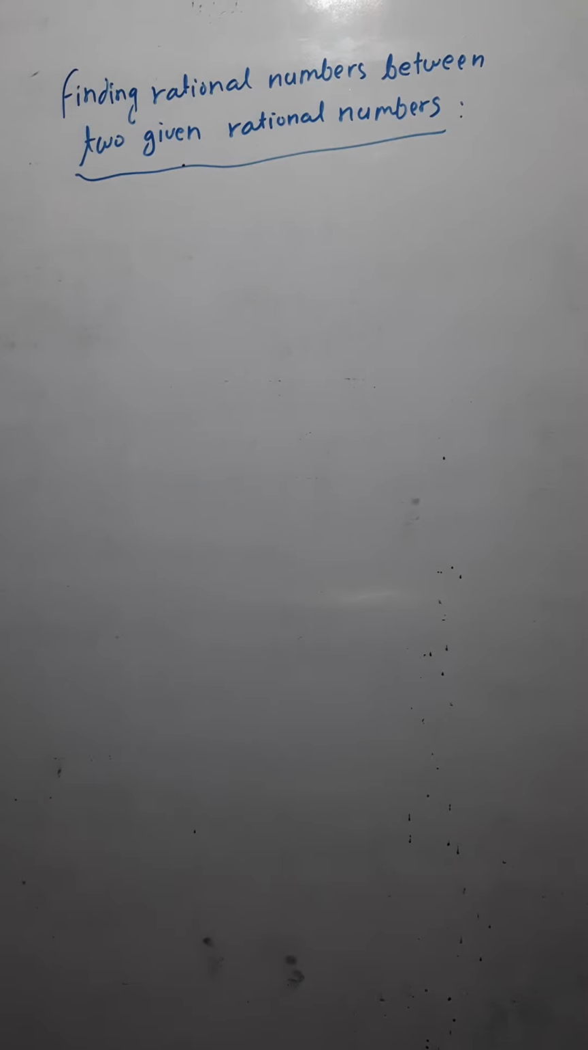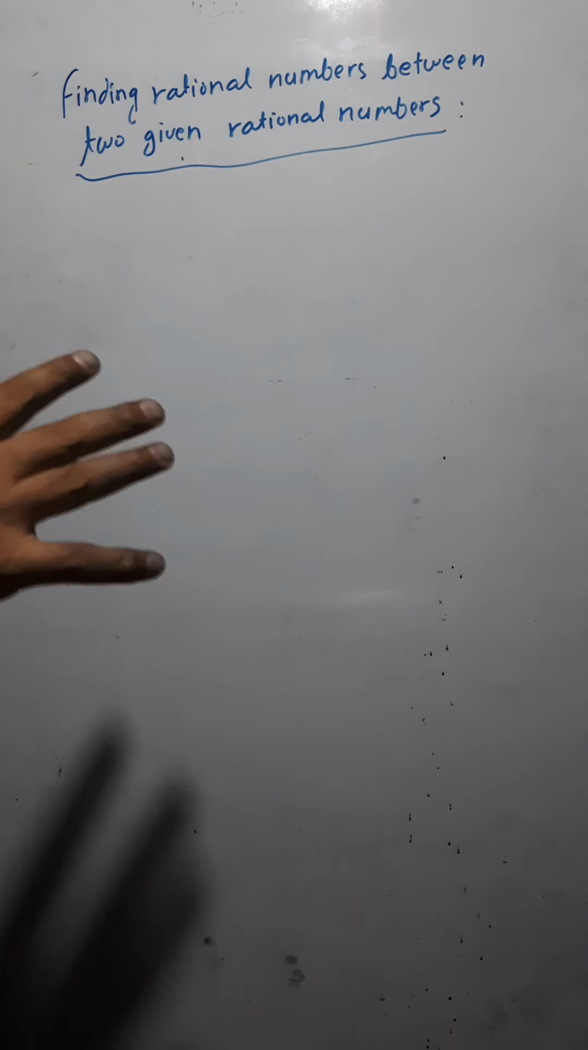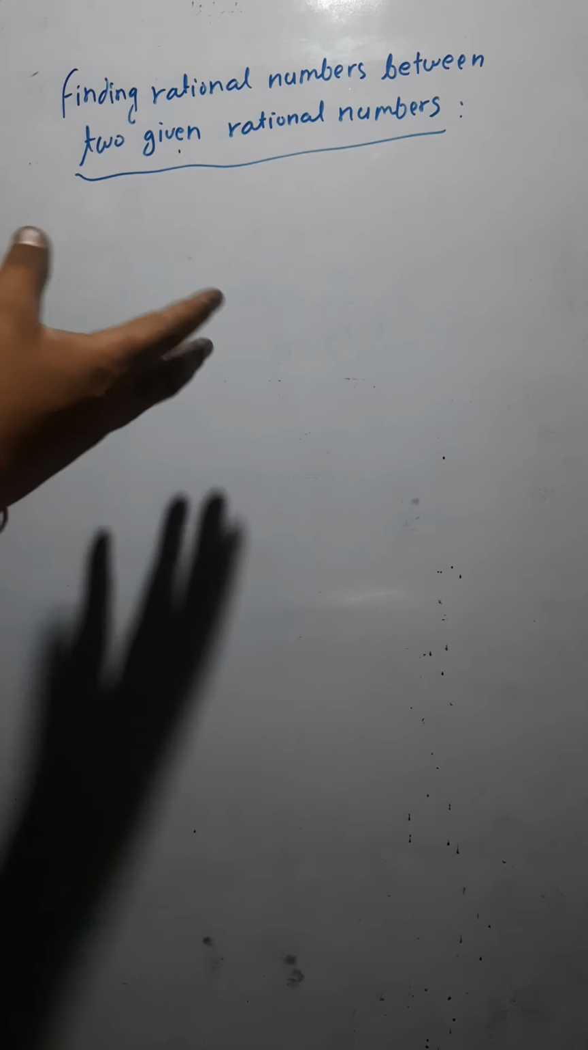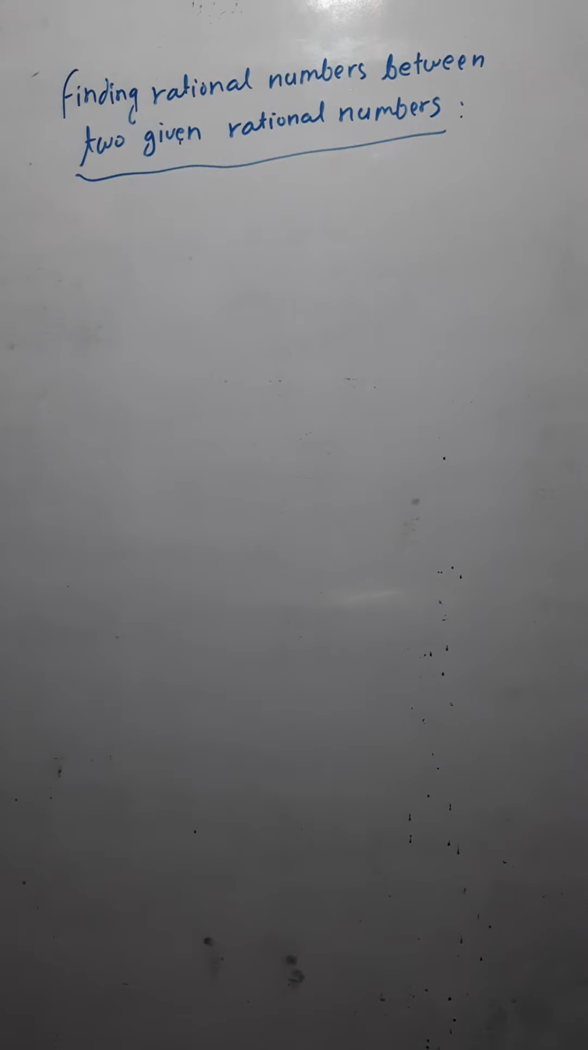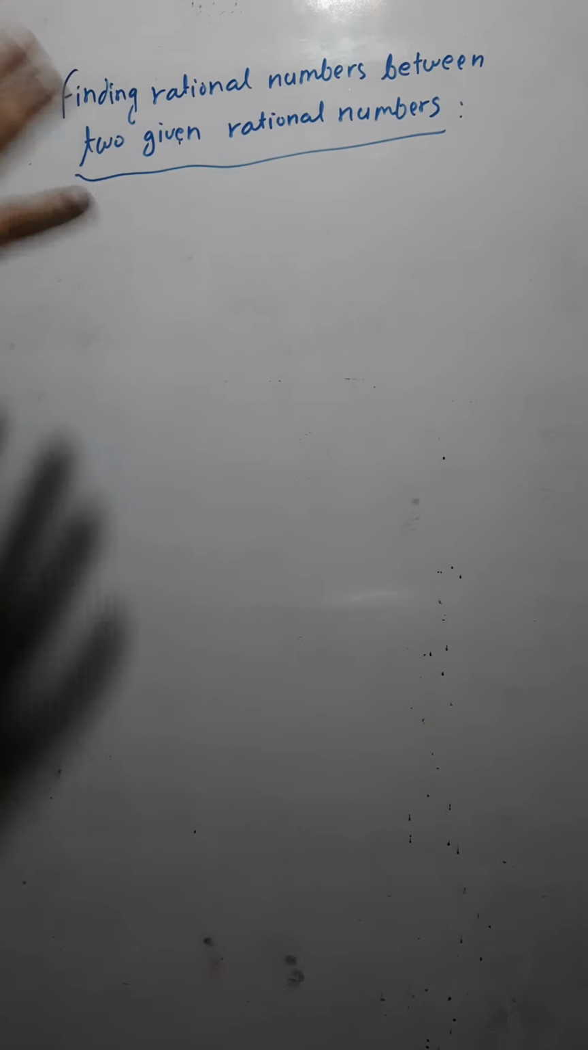Hello dear students, so today we will move ahead in this first chapter of class 9th mathematics, that is number system. Today I am going to tell you how to find rational numbers between two given rational numbers. So the heading is finding rational numbers between two given rational numbers. Here I will be telling you two methods for this.